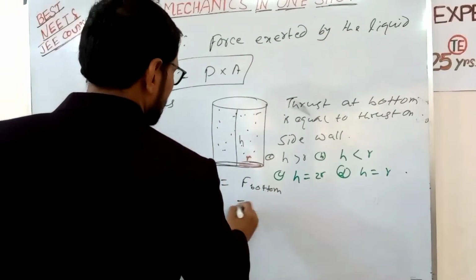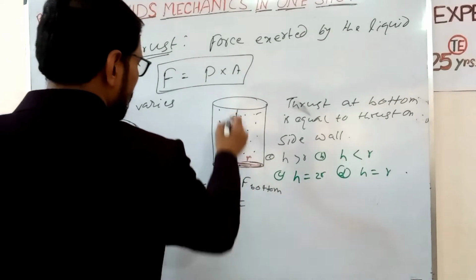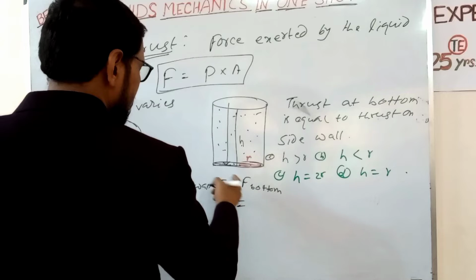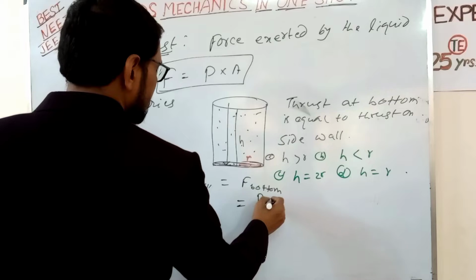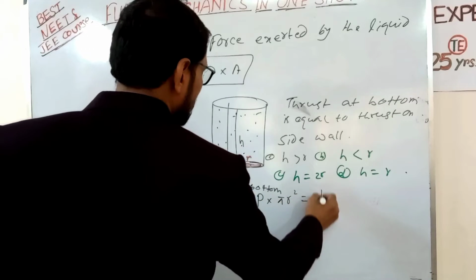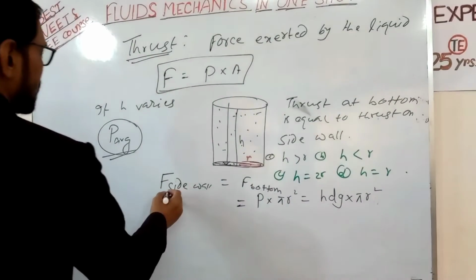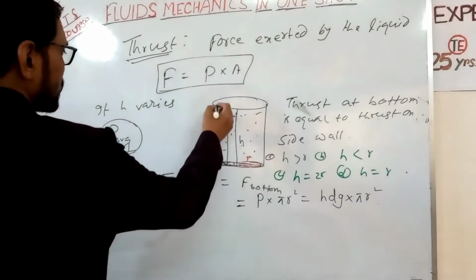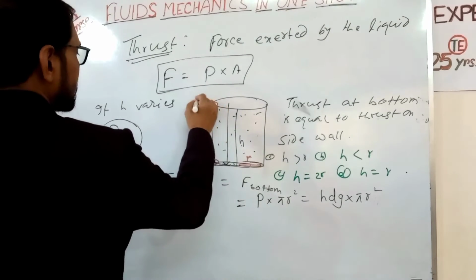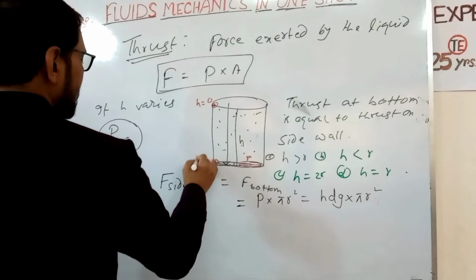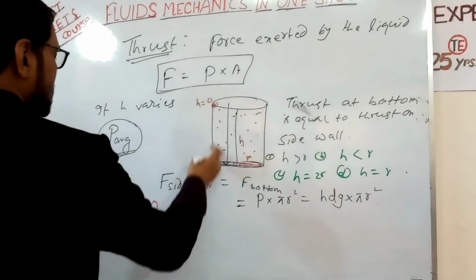Now every point on the bottom surface is at the same depth. So bottom surface thrust equals pressure into area, where area is pi r square and pressure is hdg, where d is the density of the liquid. Now how do we calculate thrust on the side wall? Take two points: at this point h equals 0, and at this point h equals H.